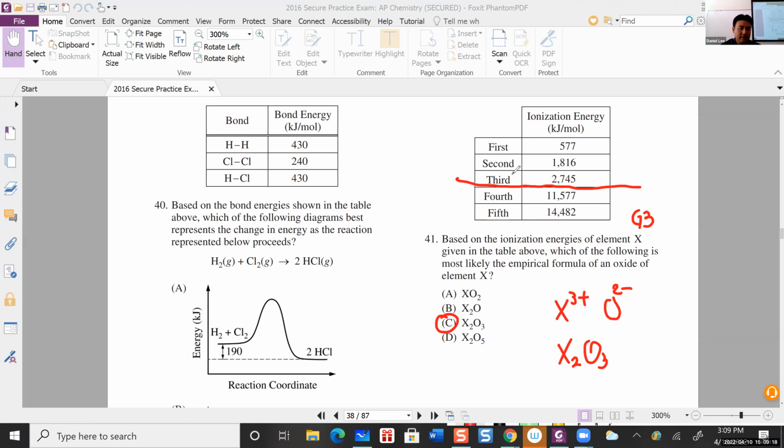Now, some people mistake it for group 1. I know for group 1 there is a big jump here, but the 4th and 5th show you that the big jump occurred after the 3rd, not after the 1st. If it were group 1, the 2nd, 3rd, 4th, and 5th should all be big, but that's not the case. So this is group 3, not group 1, okay? So that's number 41. 41 is C. Let's look at 42, please.